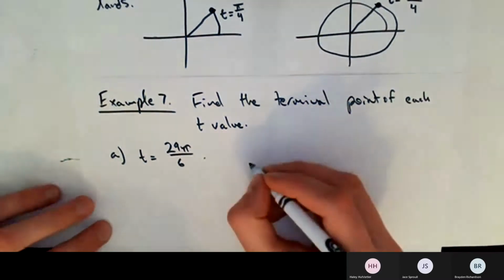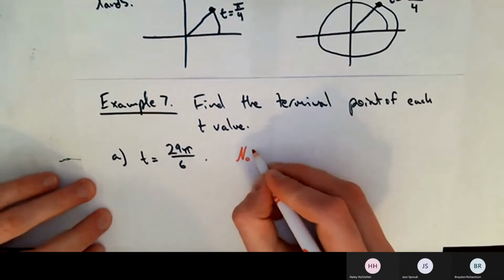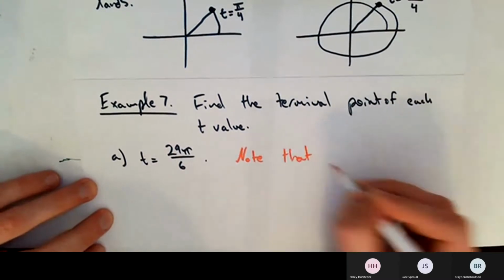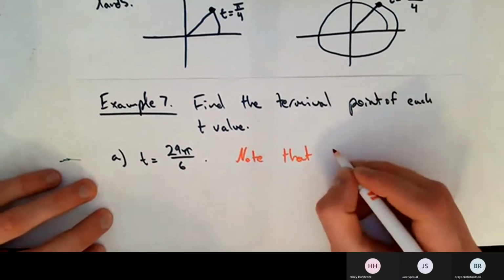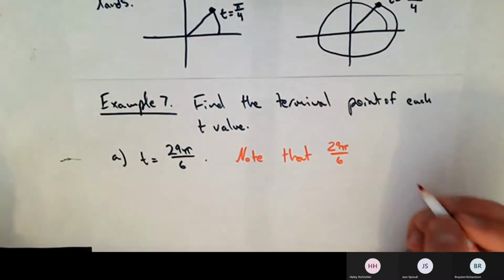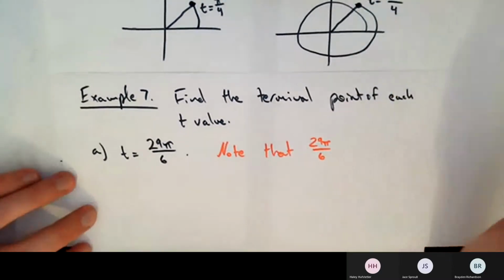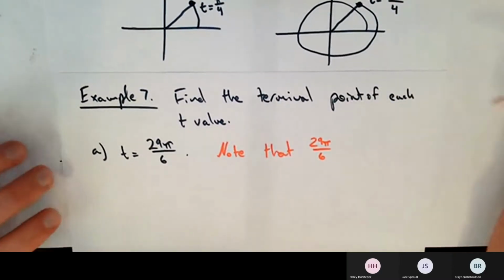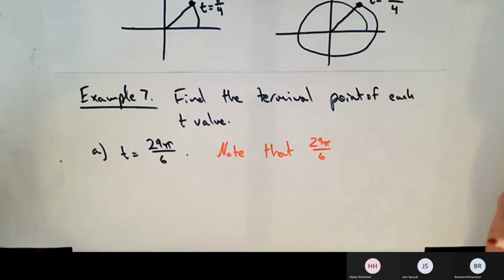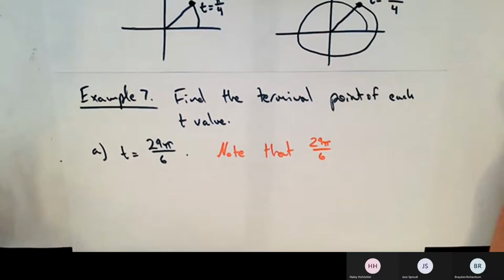Okay, here's what we're going to do. We're going to note that there are extra revolutions here. 29 pi over 6. What does an extra revolution in terms of pi on 6 look like? It looks like 12 pi on 6, right? 2 pi is a full revolution on the unit circle. So 12 pi over 6 is going to be an extra revolution.